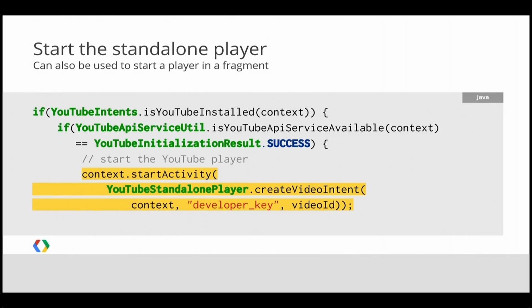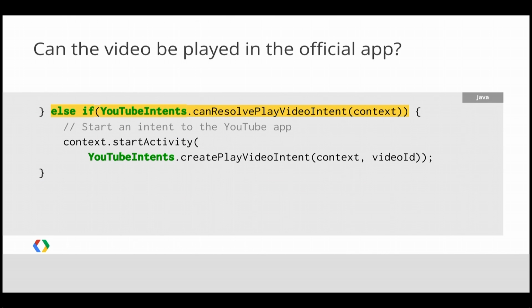So what if you don't have the newest version of YouTube? What do you do then? Let's check if YouTube is installed and if it can resolve a play video intent. Now, again, an intent is a question that says, can you please do this? It's a request. So you're saying, can you resolve the play video intent?